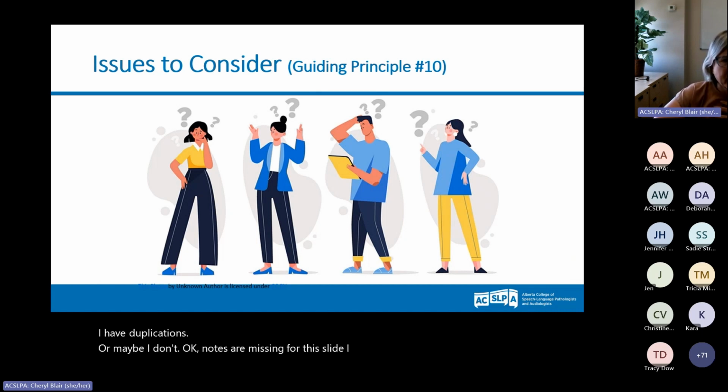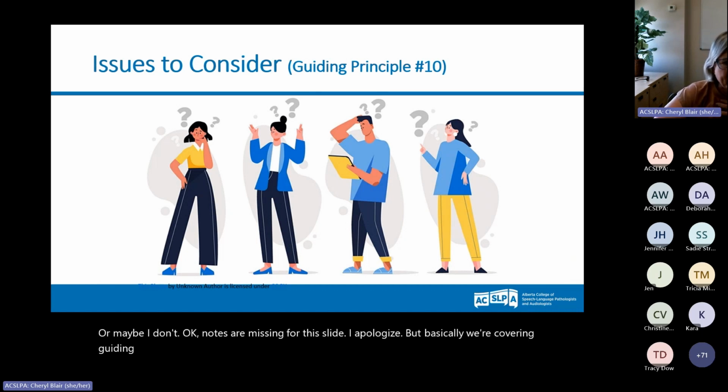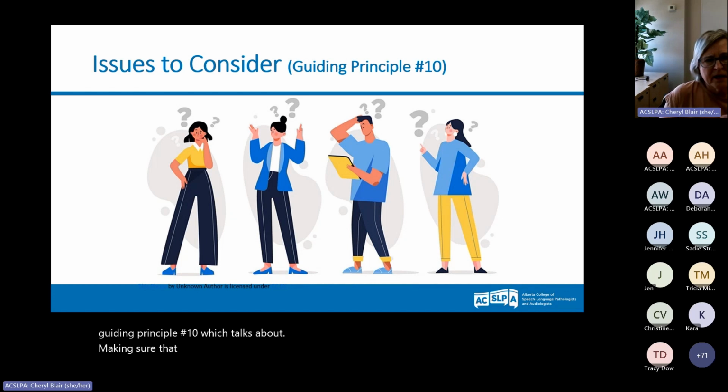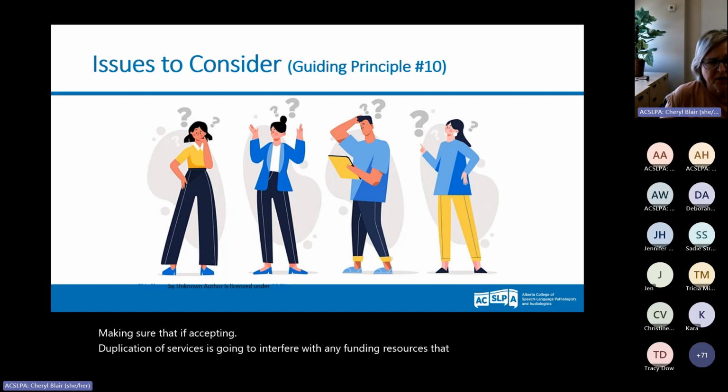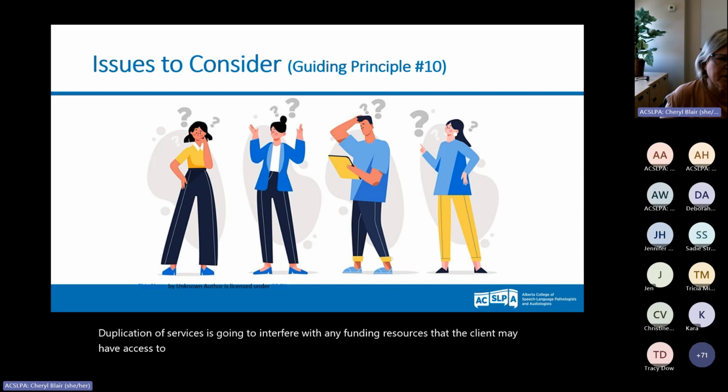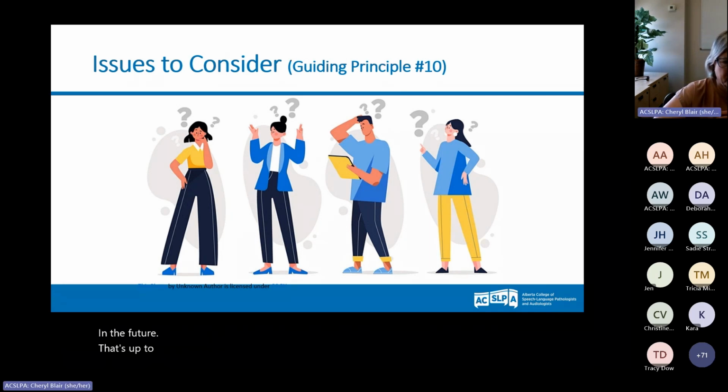I apologize, but basically we're covering Guiding Principle number 10, which talks about making sure that you know if accepting duplication of services is going to interfere with any funding resources that the client may have access to currently or in the future. That's up to the regulated member to know.